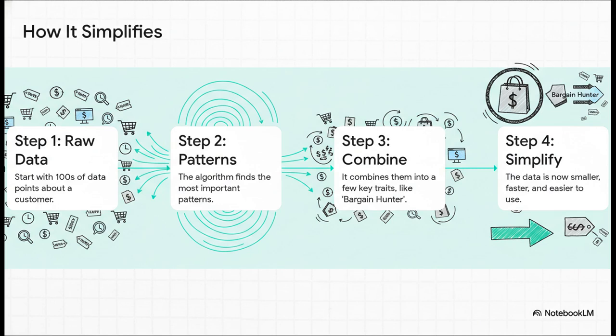Okay, let's walk through this. Step 1. Imagine a store has hundreds of little data points about you. Messy, right? So for step 2, the algorithm sifts through all of it and starts to find patterns. It sees you often buy stuff that's on sale. You almost always use a coupon. You browse the clearance section. Then for step 3, it combines all those related behaviors into a single, powerful new label, Bargain Hunter. And boom, step 4. Instead of hundreds of details, there's just one clear trait. And just like that, the data is smaller, way faster, and 1,000,000 times more useful.